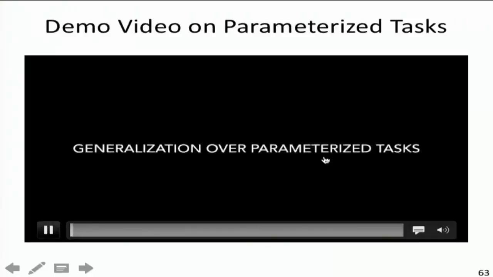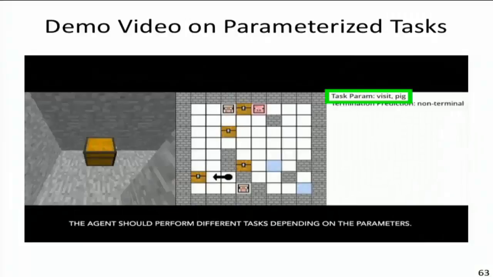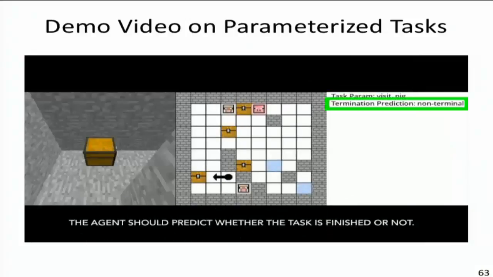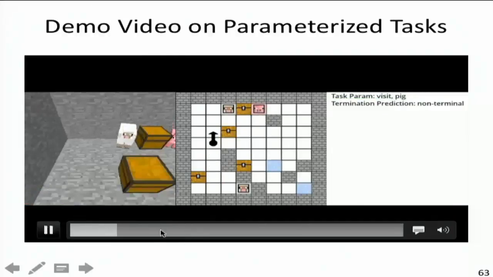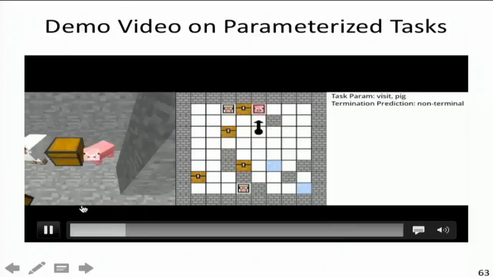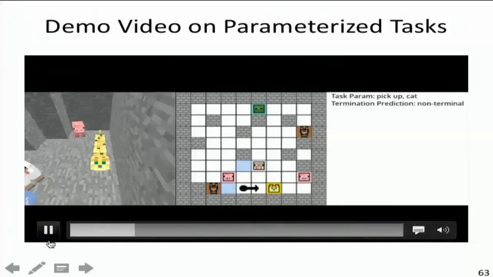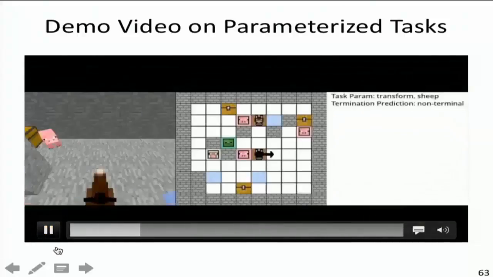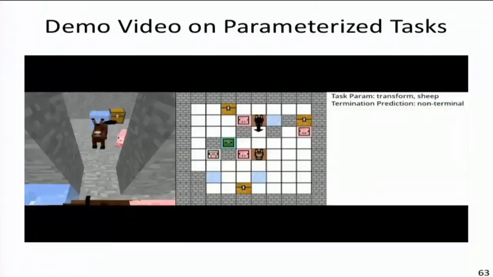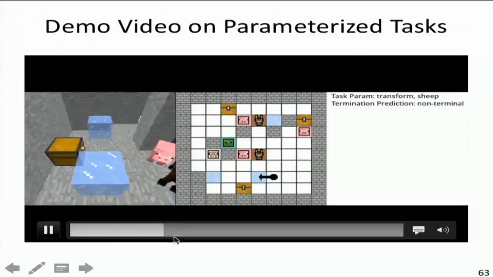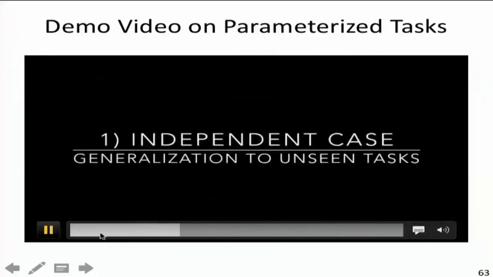So here are some videos. Independent means that you can perform one action on any kind of object. Here it is trying to visit the pig. The pig is around here, so the agent looks at this first-person view of the environment and goes to the pig. Then at the end of the execution, it says it's terminal. Similarly for different types of objects. And it can do this type of generalization.